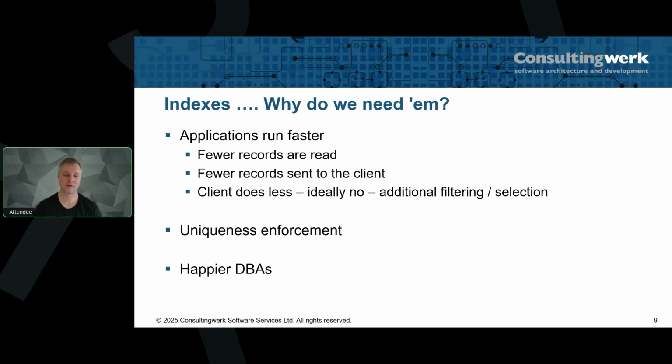Indexes also help us with uniqueness enforcement. So indexes can enforce uniqueness in records. So we have fewer records as well, but generally an enforcement mechanism. And lastly, depending on my audience, least or not least, it makes for happier DBAs. When the DBAs don't have to deal with the database working so hard, they are generally happier people.